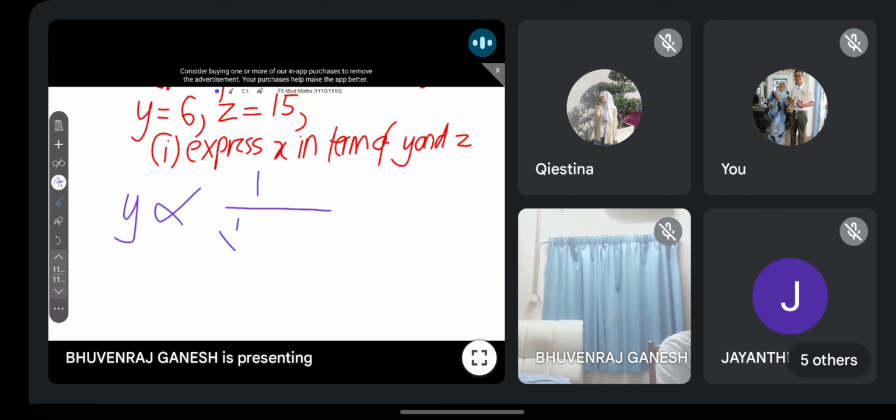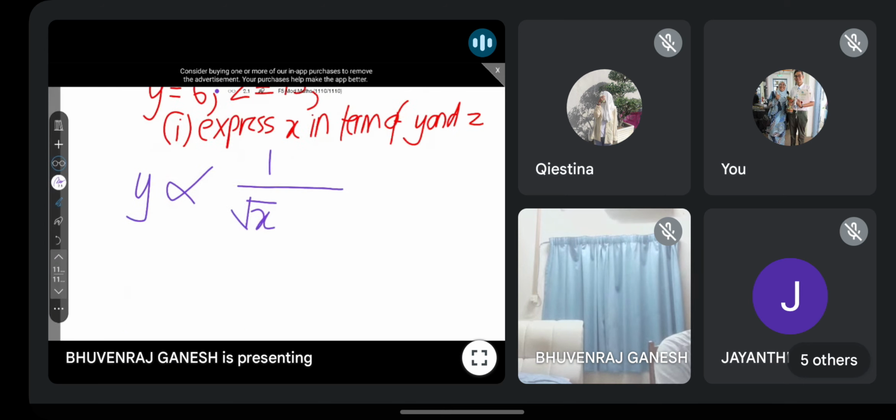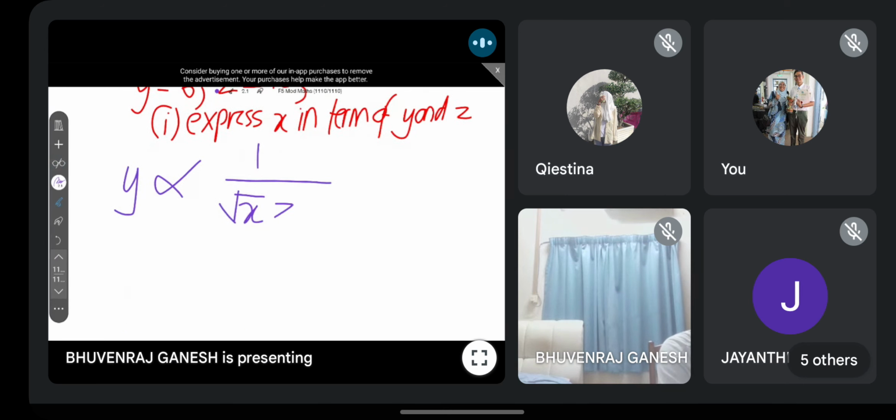Punca kuasa 2x. Okay, square root of x. So you write like this. Okay, and also cube of z, kuasa 3z. So you write like this. Okay, so this is the first step you all must write. Okay, then tambah pemalar, add a constant. Okay, so you will get like this.